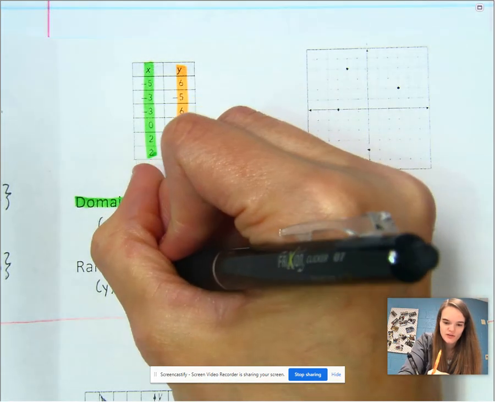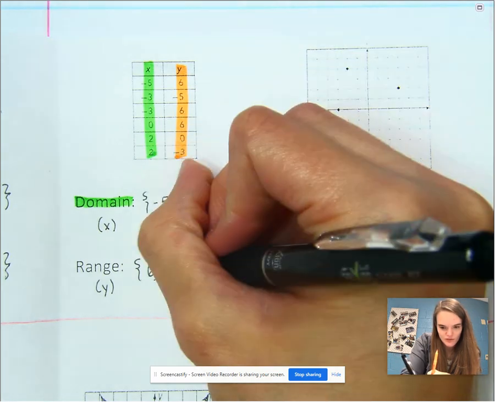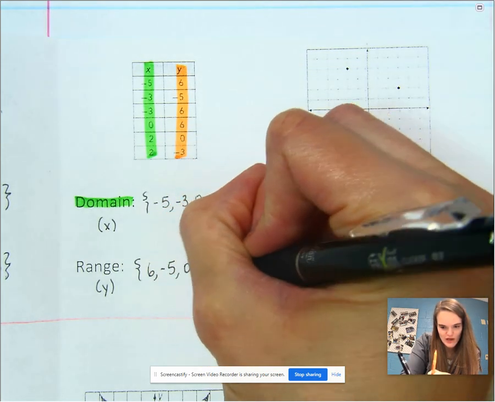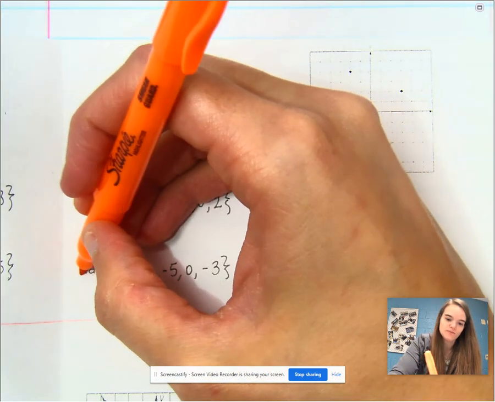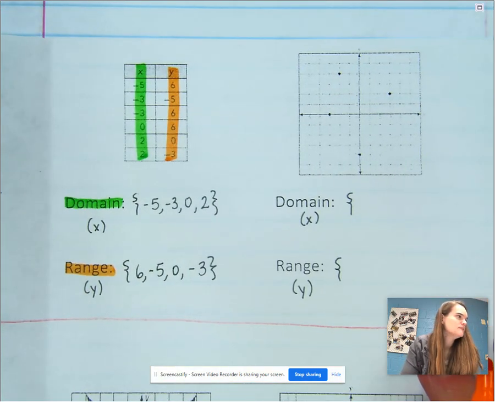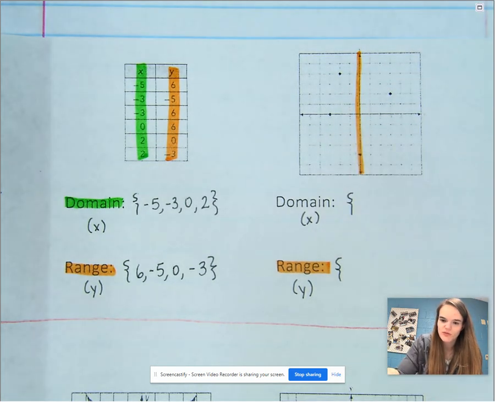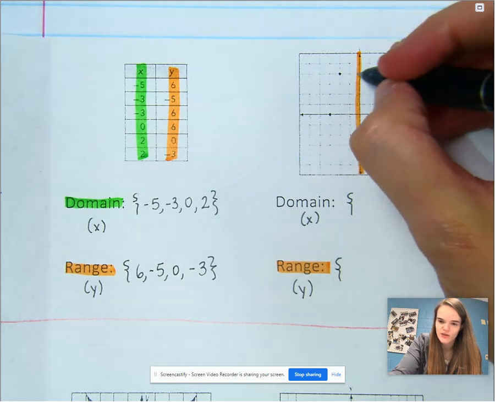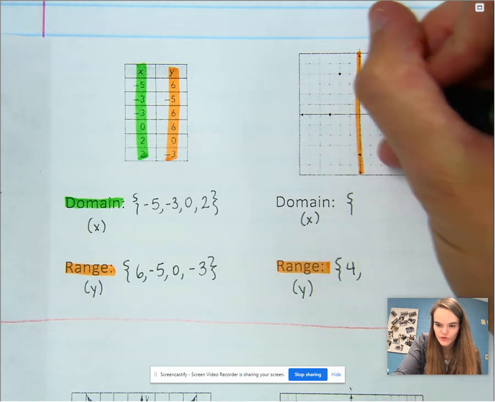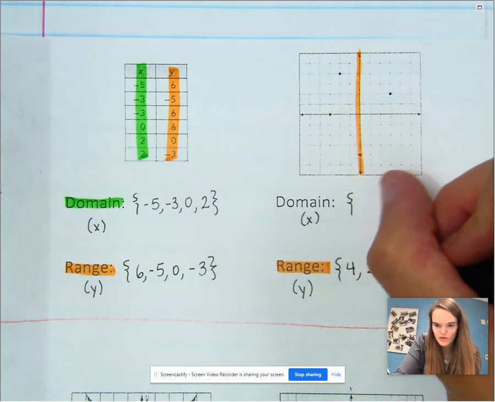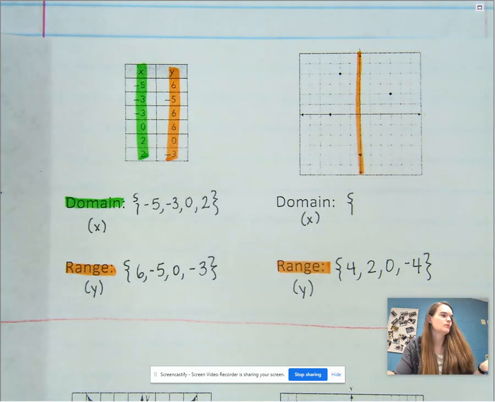Range is y's. So I got 6, -5. I've already got 6. 0, -3. So if you've got 6 written down 3 times, erase 2 of them. You don't need to write it twice. But like I said, I didn't tell you that before. Okay. Then you got the range and the domain for the last one. You have 4 points. 1, 2, 3, 4. All right, this one. 1, 2, 3, 4. 1, 2. 0. -1, -2, -3, -4. And then the range.